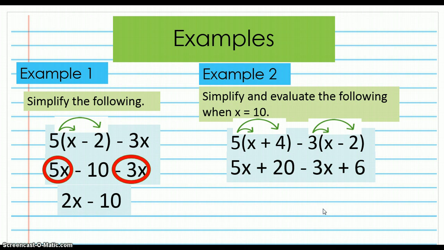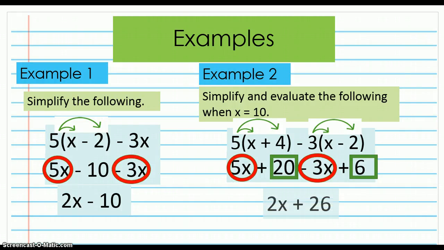Now we must figure out what our like terms are. Our like terms are 5x and minus 3x, so we're going to circle those. We also have 20 as a number and 6 is another number, so those are also like terms. We're going to put squares around them. When we combine our 5x and our minus 3x, we end up with 2x. Combining our 20 and our 6, we end up with 26. Now, we simplified our expression, but we still need to evaluate it when x equals 10.